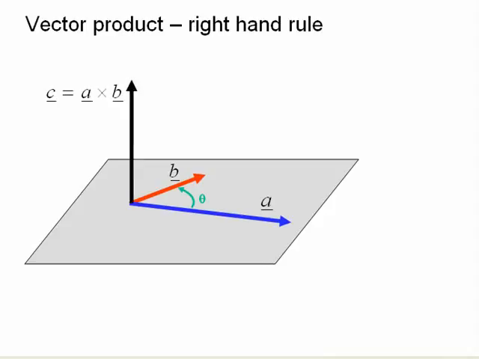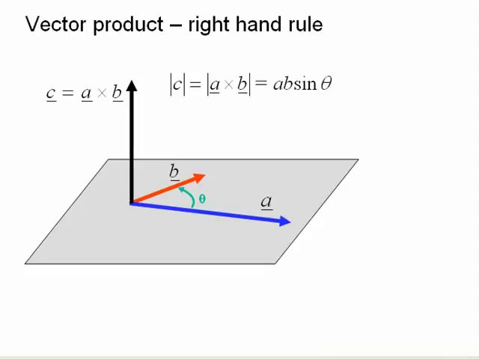whose direction is always perpendicular to both A and B, and whose magnitude is equal to the magnitude of A times the magnitude of B times sine theta. I have shown the vector C pointing upwards here. However, the definition of the vector product stipulates that the vector C must be perpendicular to both A and B.